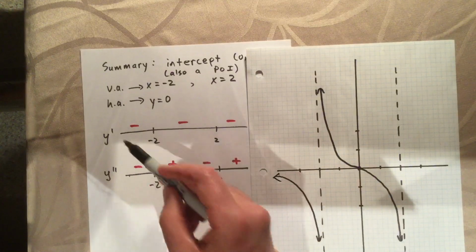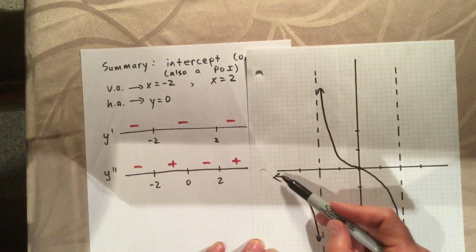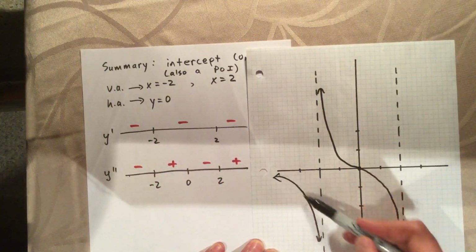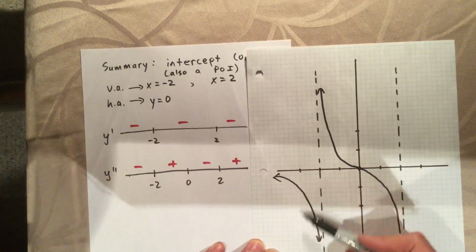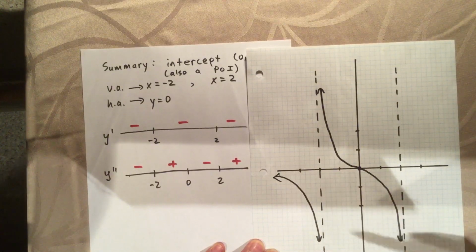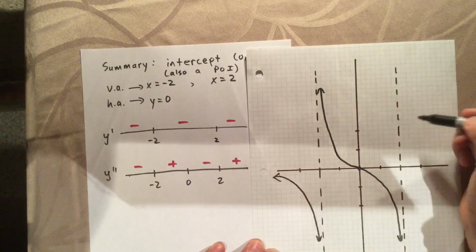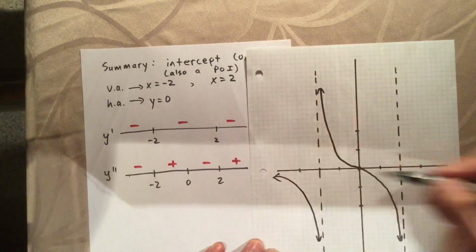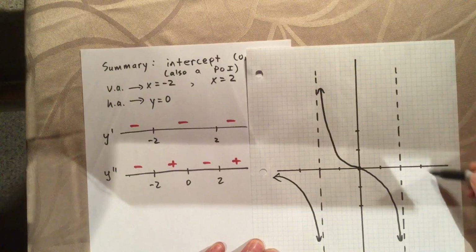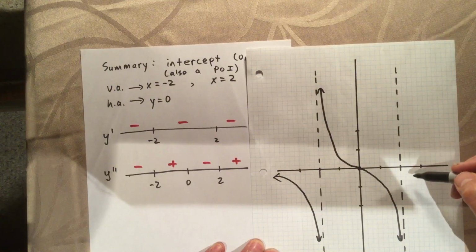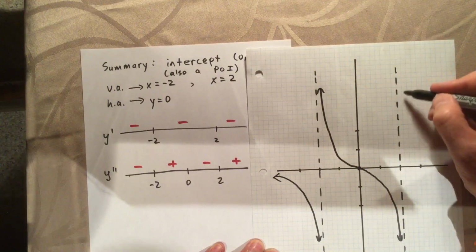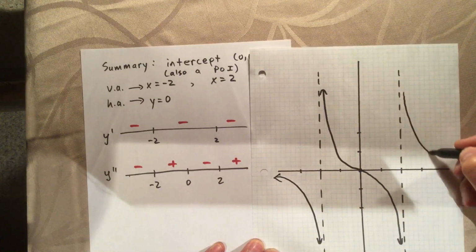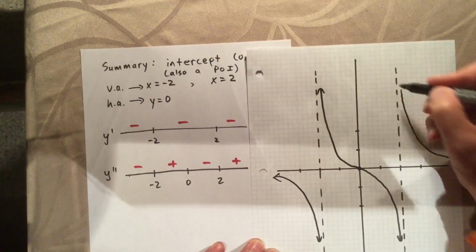This curve is decreasing and concave down. In other words, if I drew a tangent line here, the curve would be below that tangent line. And finally, to the right of that vertical asymptote, I'm decreasing and concave up. I can't cross this axis, but it is a horizontal asymptote, so the curve must look something like this.